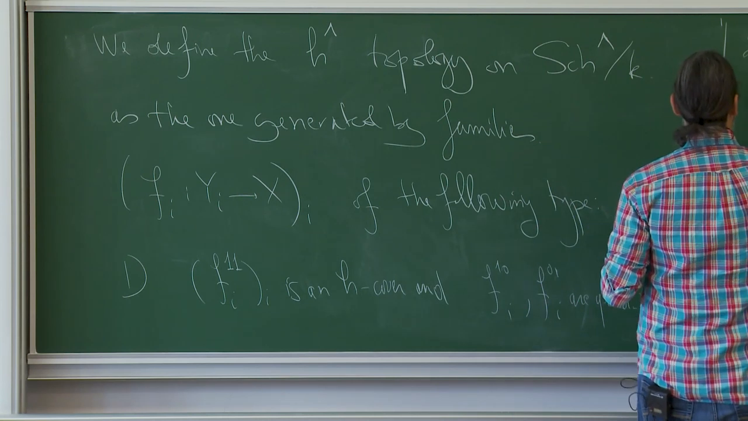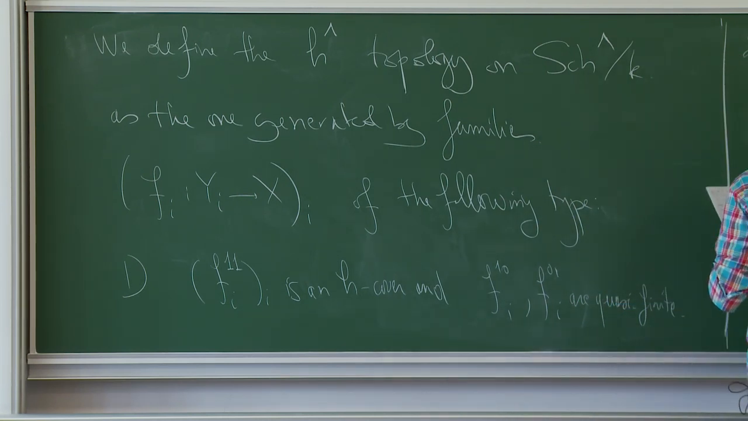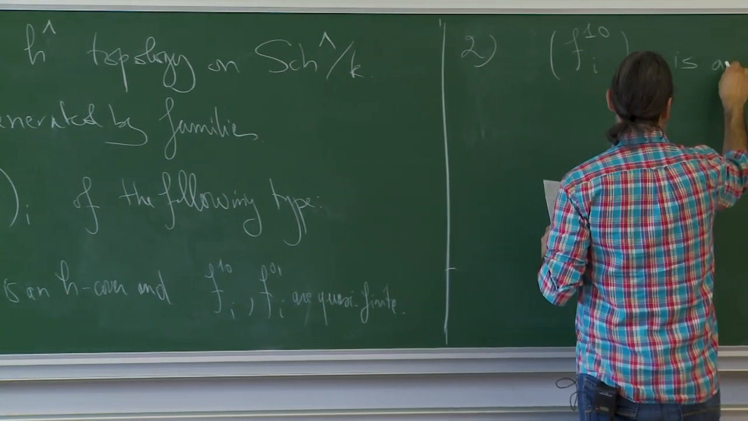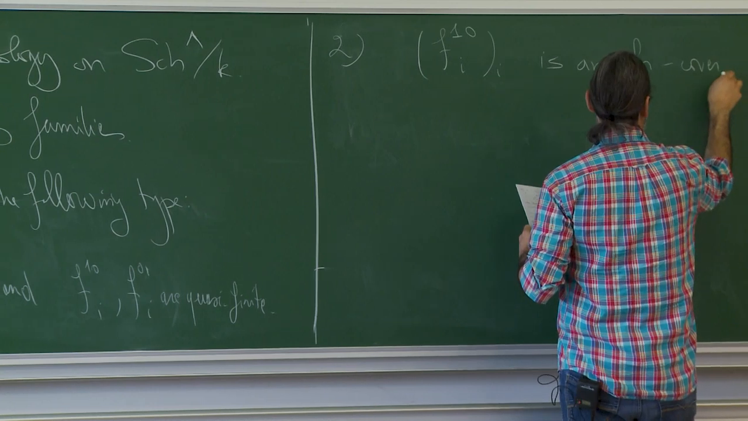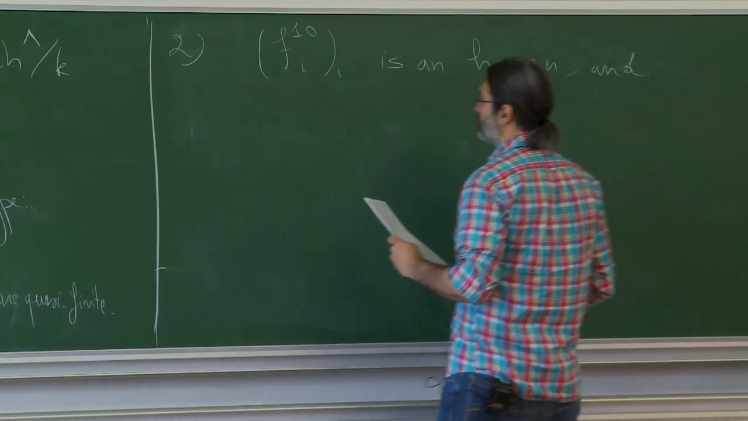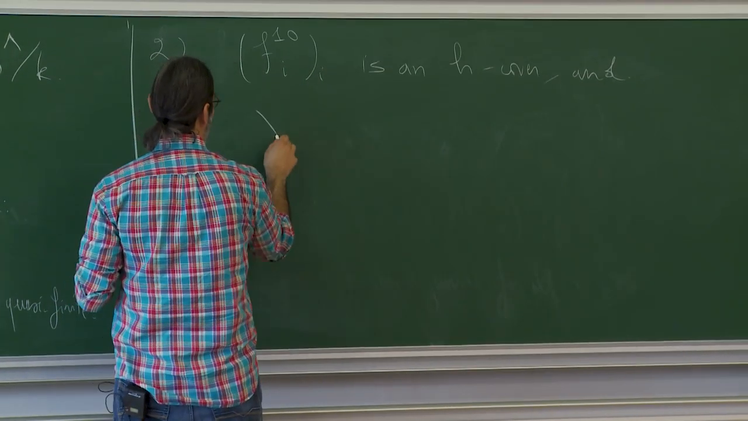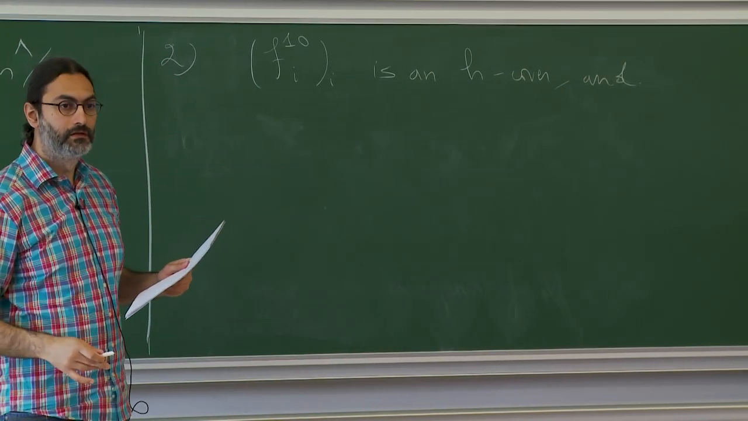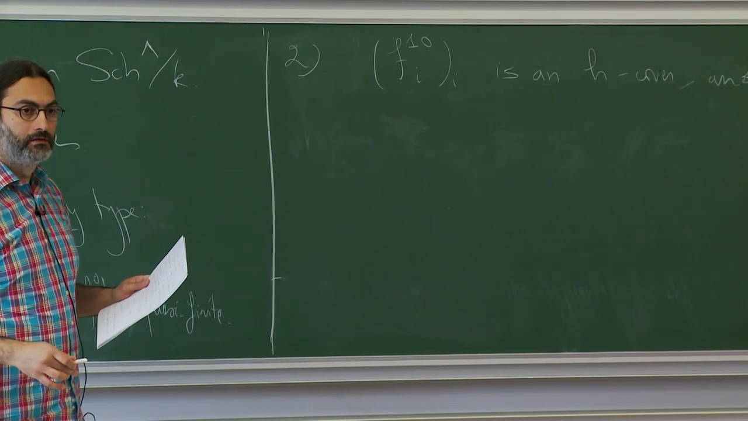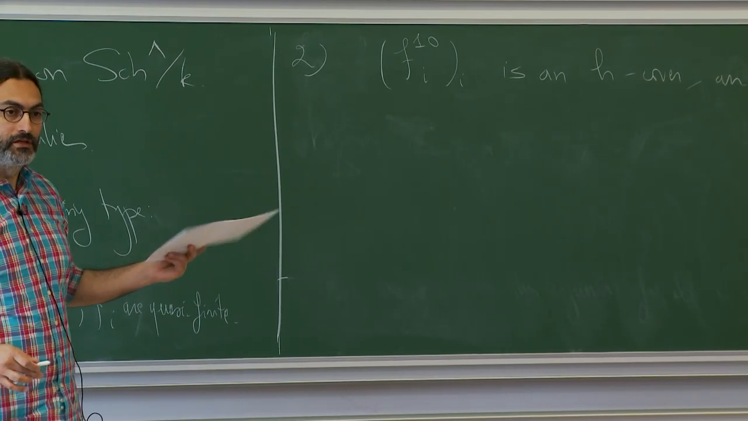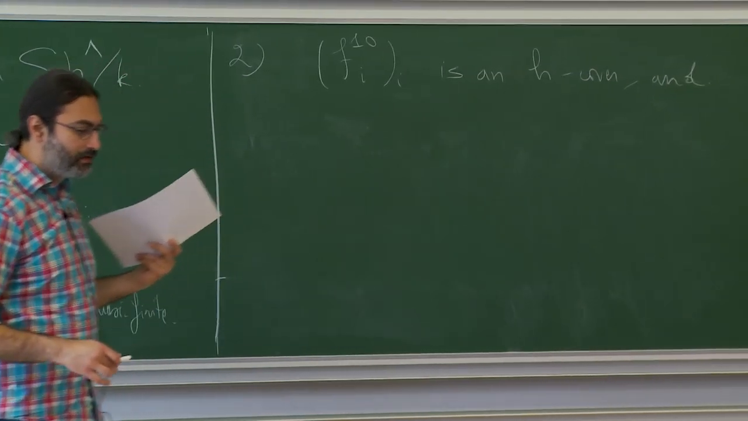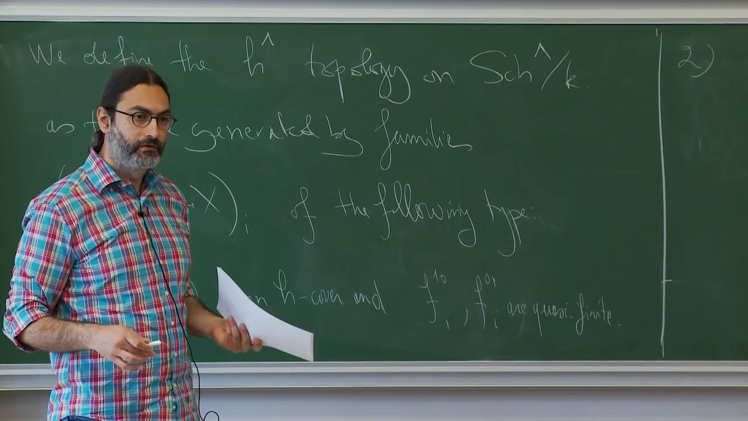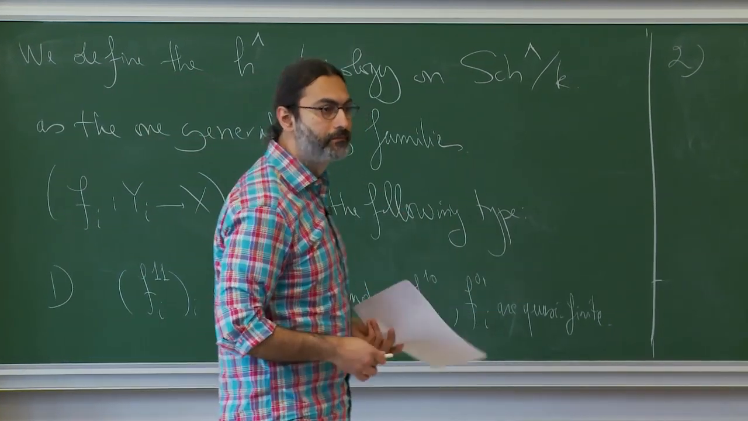Then the second one: you ask that f_10^i is an H cover. What is the H topology? It is the topology generated by surjective proper morphisms and étale morphisms, étale covers, or the Zariski covers.